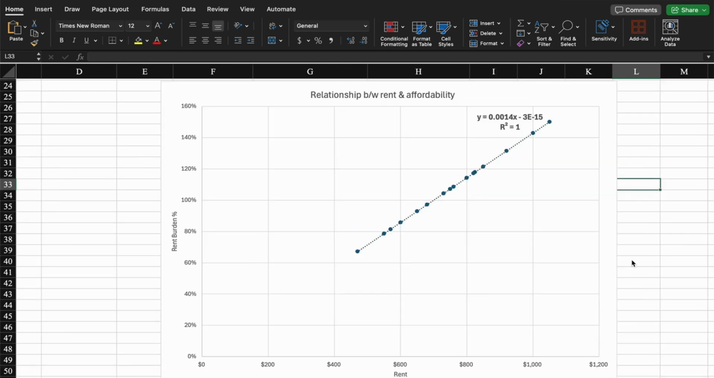And visually, this chart is your evidence. Every point follows the same upward pattern. As the rent increases, affordability gets worse. That's what data backed evidence looks like when all numbers point in the same direction.